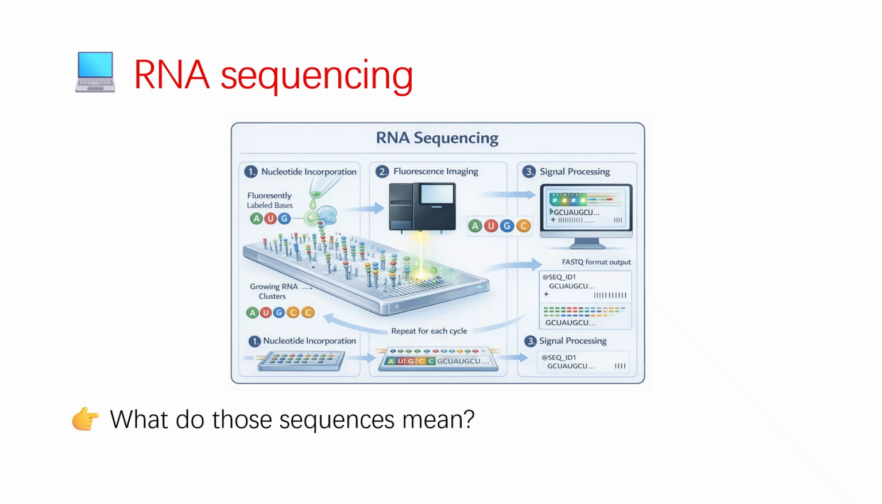Then it washes and repeats again and again, like building a sentence, one letter at a time. Step by step, the full RNA sequence appears. In the end, all those colors are turned into digital code, giving us the exact RNA sequences inside the cell.